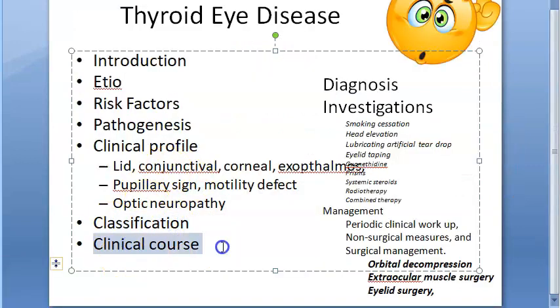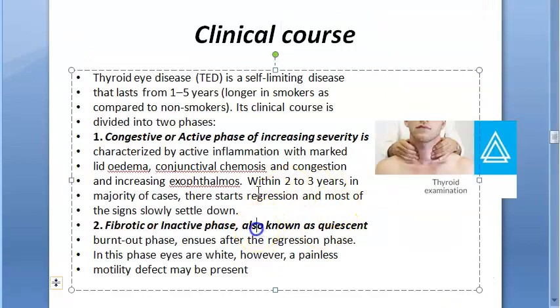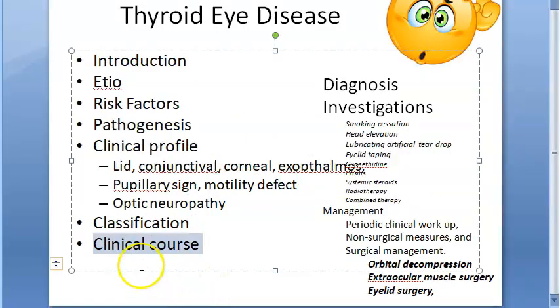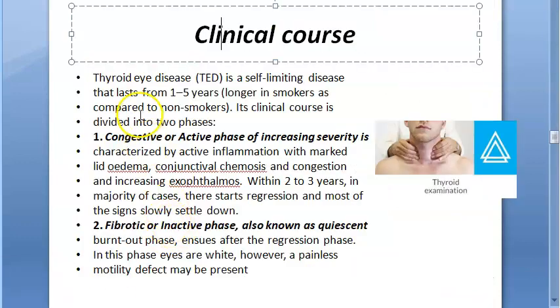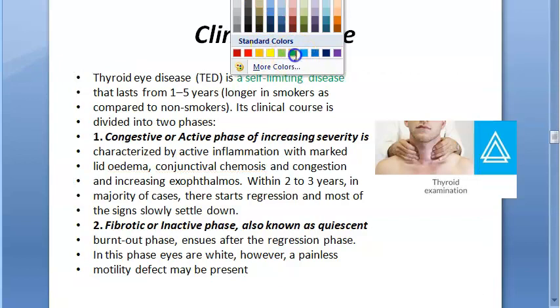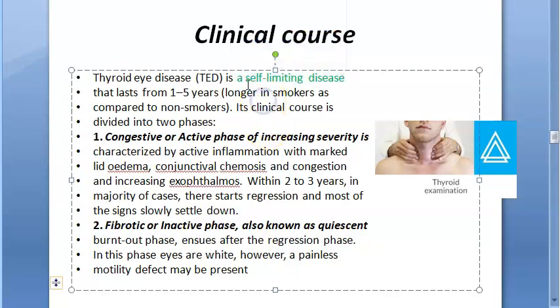Classification over. Now let us go to clinical course. Guys, are you paying attention? How's it going? What did we finish? Classification. What do we want to look at? Clinical course. Okay. How this disease progresses, is it? It's a self-limiting disease. This is what is so confusing. It limits itself, is it? How? It got tired of attacking the eye, is it? It lasts for 1 to 5 years, longer in smokers, obviously.